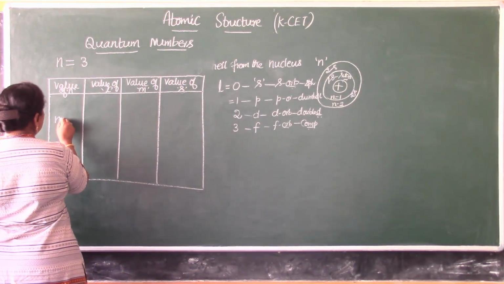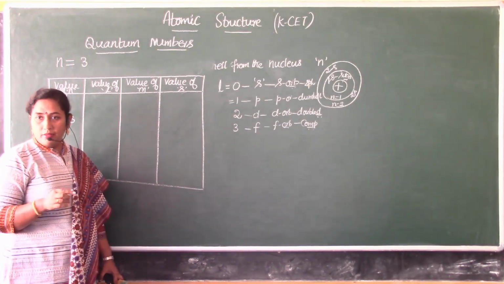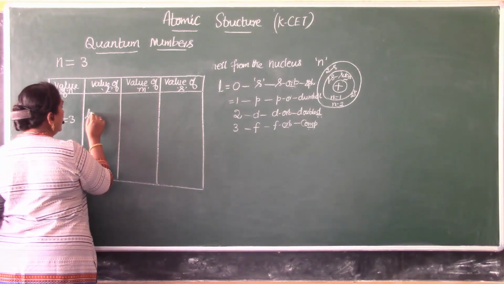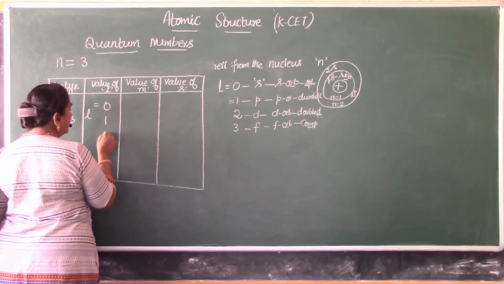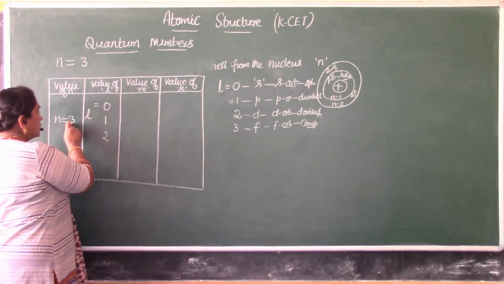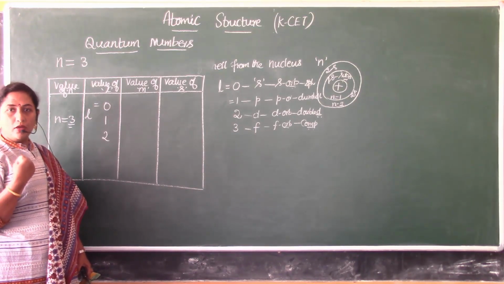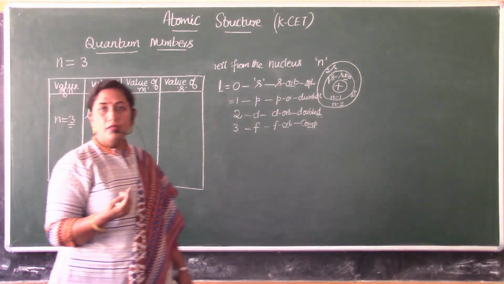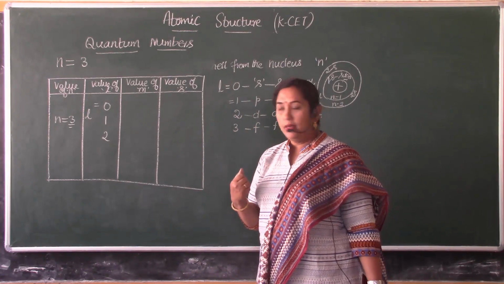Now, n is equal to 3. So what will be the values of L? There will be 3 values for L. And what are these values going to be? Always it should start from 0, 1, 2. You need to give 3 values because n is equal to 3. Supposing n is equal to 4, then 0, 1, 2, 3. All the values you will be writing.